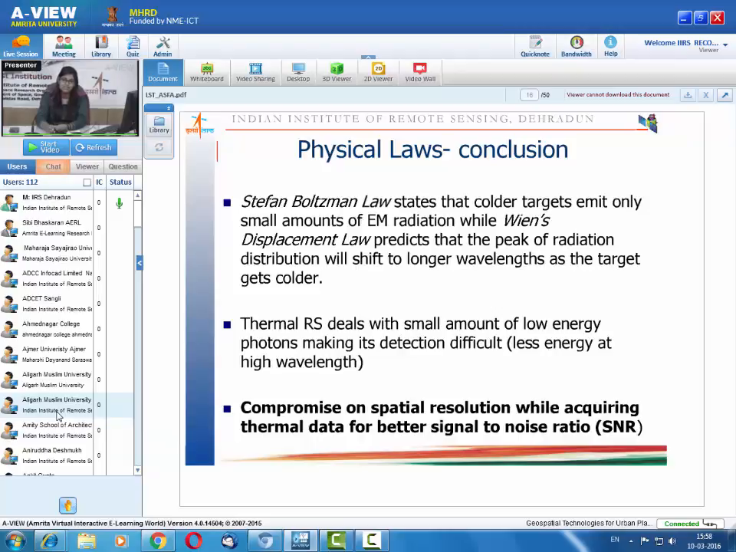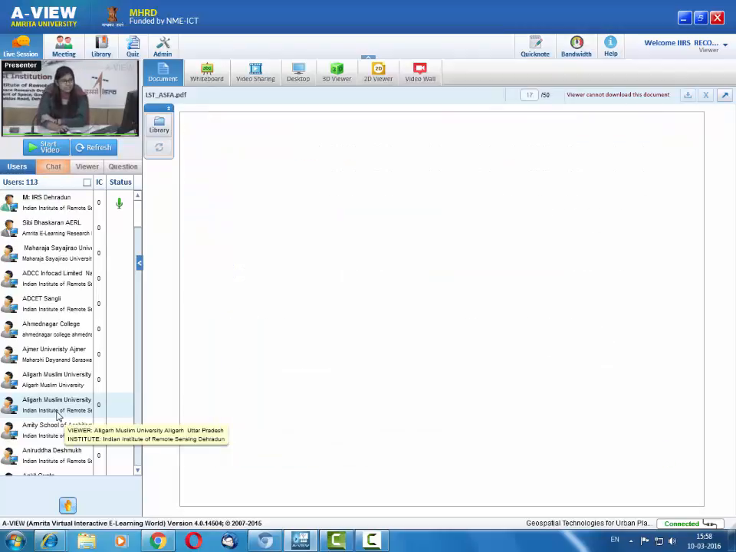At present, the best spatial resolution that we have for thermal data is resampled 30-meter data from Landsat. So Landsat can be used. We sometimes have to compromise on the spatial resolution so that the signal to noise ratio is not disturbed.